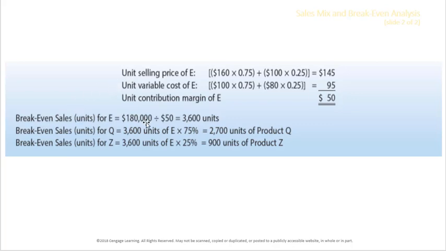So fixed costs of 180,000 divided by the enterprise contribution margin of 50 gives us 3,600 break-even units. So then we've got to reconstitute them into the separate products. 3,600 times 75% gives us 2,700 of product Q, and times 25%, 900 units of product Z.